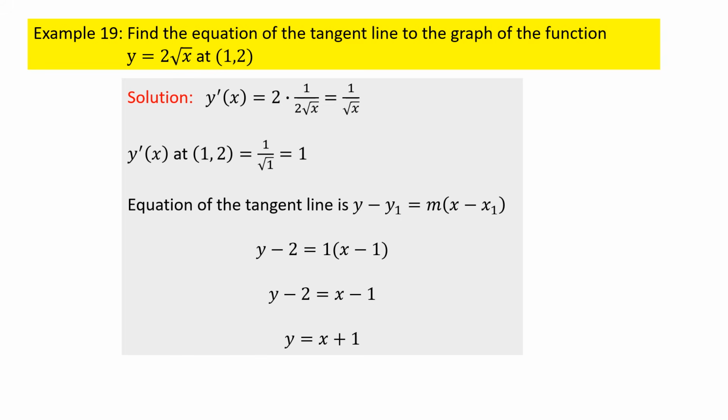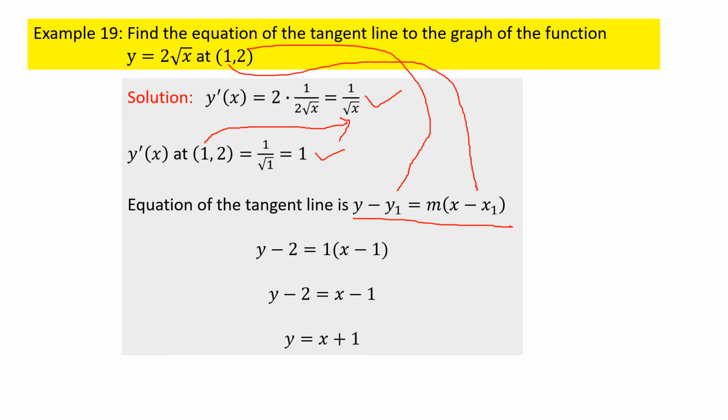This is also the same idea. First, find the derivative. Will give you 1 by square root of x. Then substitute the point in the derivative. Will give you 1. Then write the formula. Replace x1 value. Replace y1 value. Replace the slope value. By simplifying this, we will get y equal to x plus 1.